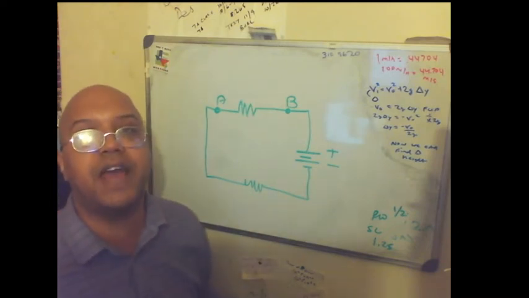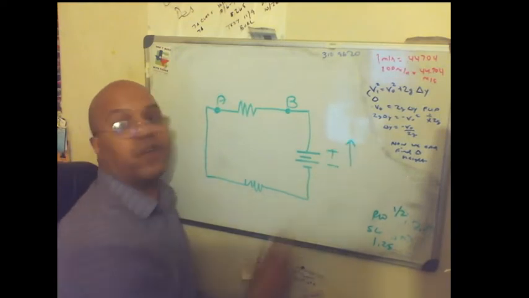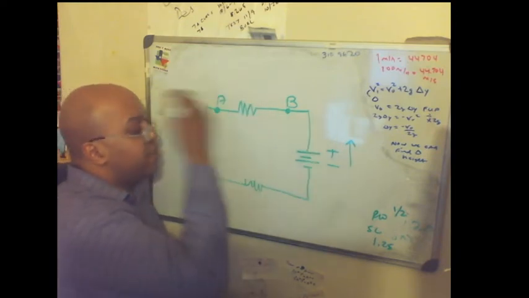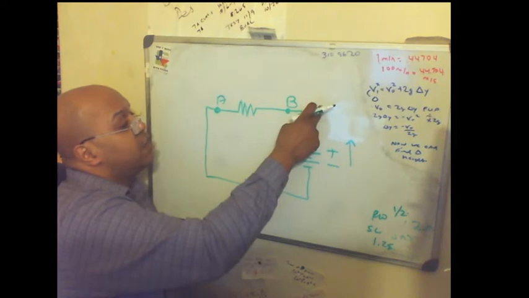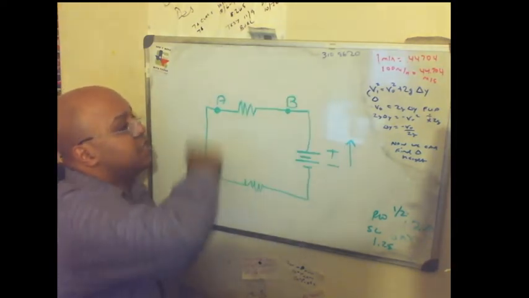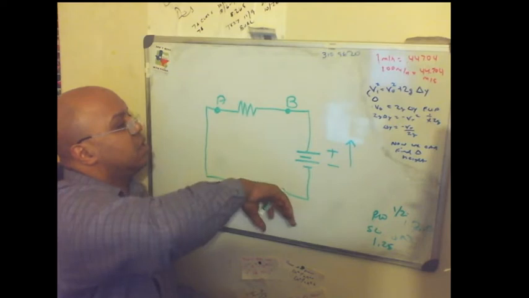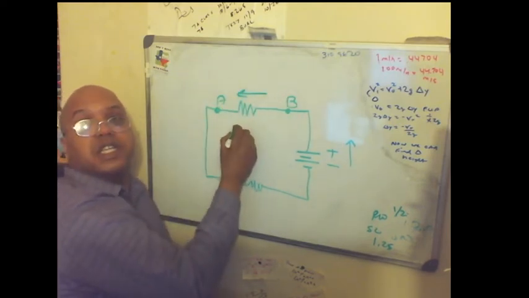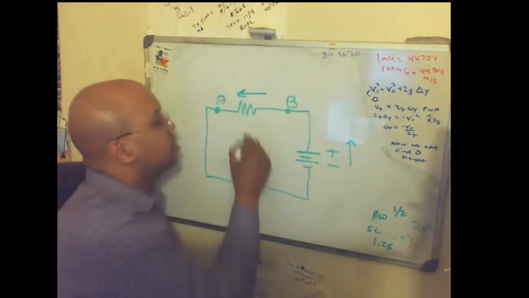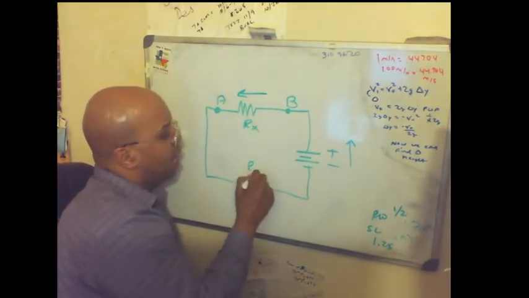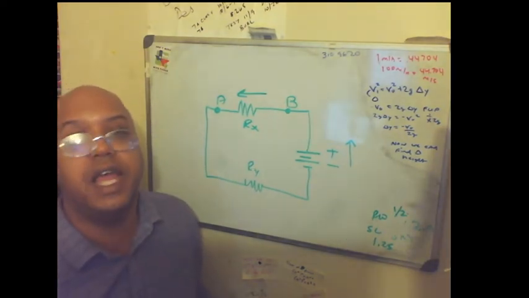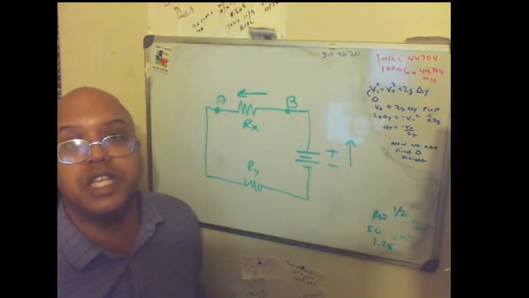If the current is leaving the battery in this direction, what is the direction of the current in resistor X? Well, if the current is leaving in this direction, it's a closed loop. This is what we call a series circuit. So it's going to flow across, and this is resistor X. I'll put RX and RY. The answer choices are A, B, or there is no current in the resistor.